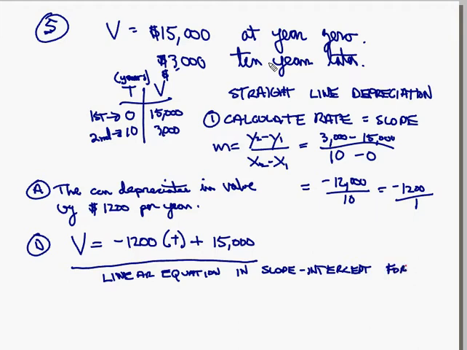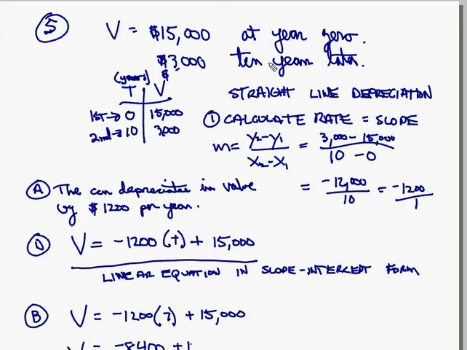Now I can do B very easily. B asks what is the value of the car 7 years after it was purchased. To find the value after 7 years, we simply go V equals negative 1,200 times 7 plus 15,000. Now it's just math. Negative 1,200 times 7 is negative 8,400 plus 15,000. If I subtract 8,400 from 15,000, I believe I get 6,600. The value is $6,600. So that is B.